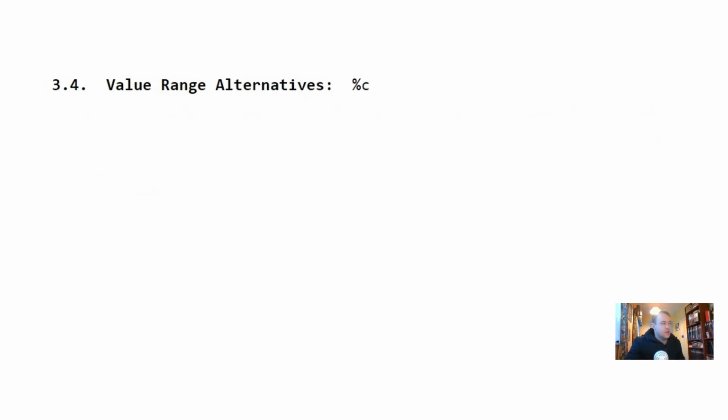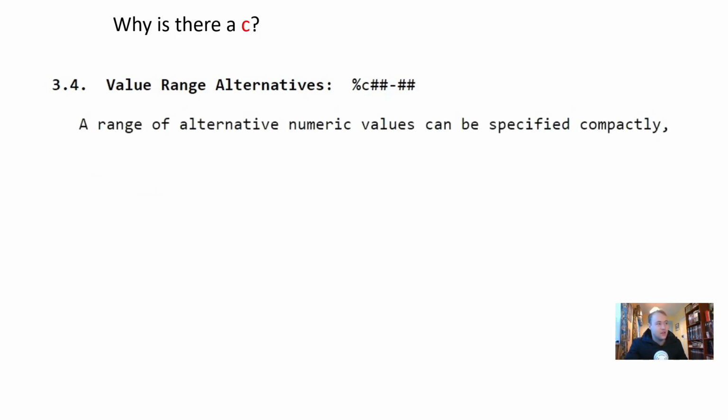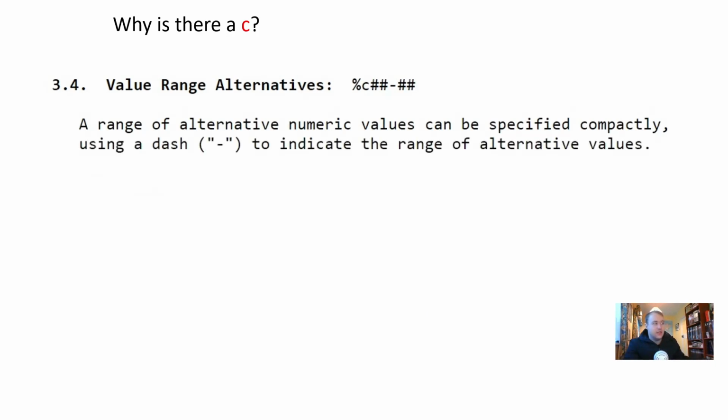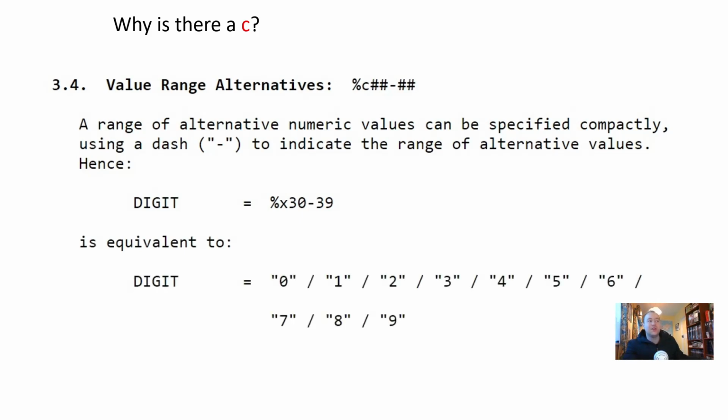Percentage C. Why is there a C? We've talked about D and X and B, but why C? A range of alternative numeric values can be specified compactly using a dash to indicate the range of alternative values. Hence, we might do DIGIT =, and now we're defining that rule, %x30-39. And that's equivalent to the much more laborious DIGIT = and then listing all the alternatives like that.